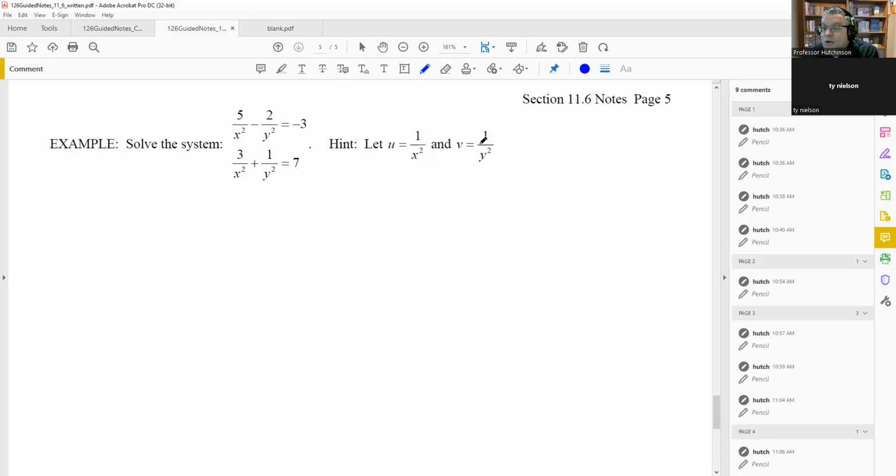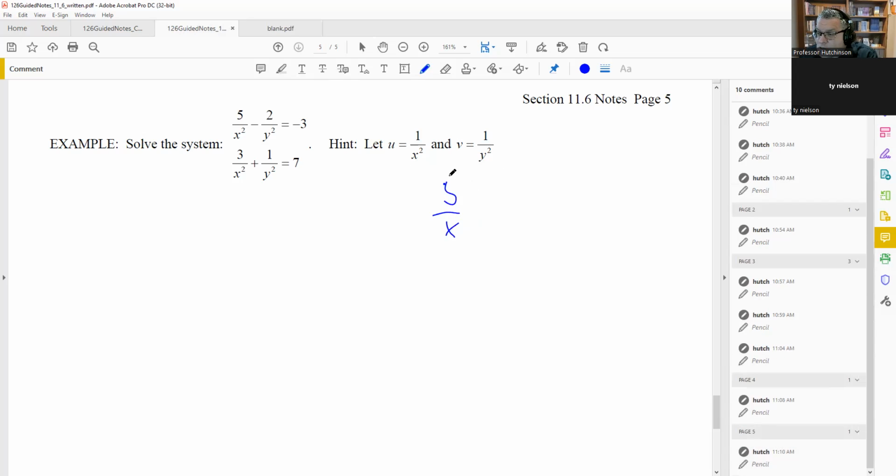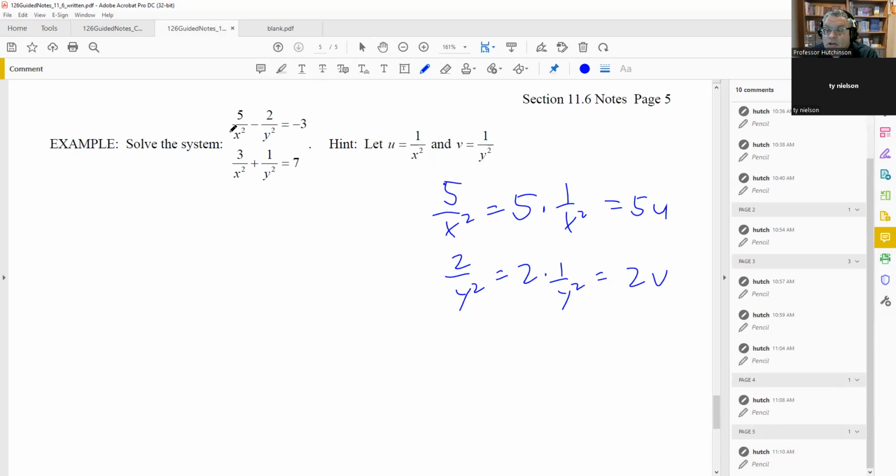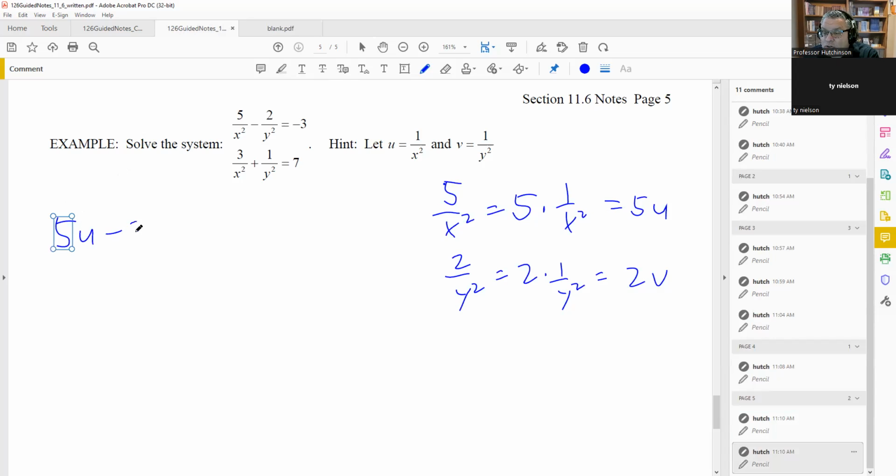So instead, it's better to use the hint that it gives us here. Now, if I have 5 over x squared, that's the same thing as 5 times 1 over x squared, which is 5u. If I have 2 over y squared, that's 2 times 1 over y squared, so that's equal to 2v. So the very first equation, since I've already gone through the work to change that, would be 5u minus 2v equals -3.